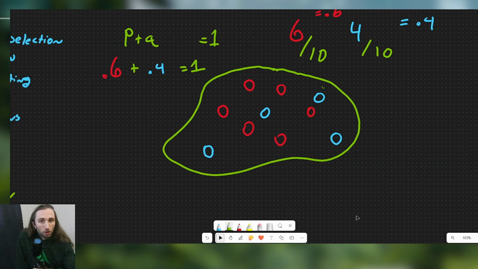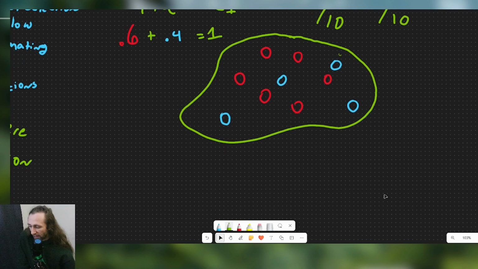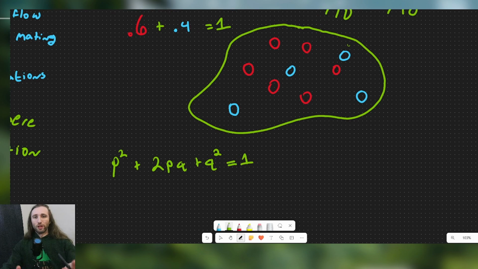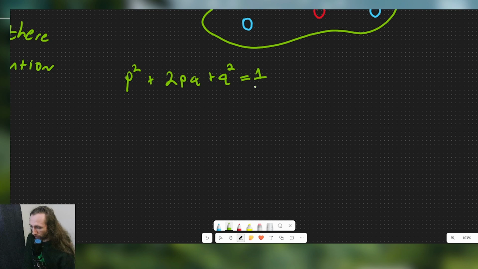But we have a longer equation with Hardy Weinberg, and that is p squared plus 2pq plus q squared. And that also equals 1. So let's go back to that question we asked. What is the probability that an organism will be red or blue? Well, we know that any organism, let's denote an organism with this little circle here, has a 60% chance of being blue and a 40% chance of being red.